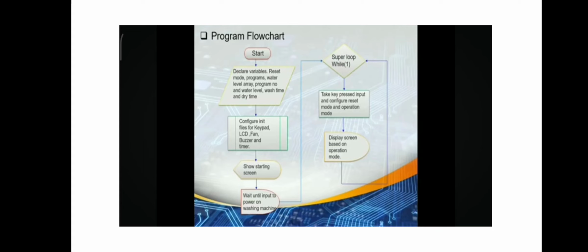This is the start of the super loop. In that, we have to take the key pressed input and configure reset mode and operation mode. We have to decide whether to reset or to carry out the operation. We have two switches to do that. Whenever we select an option, we have to do a long press. And the next one is, the display screen will be visible based upon the operation mode. Depending upon the switch we select, the display will operate.